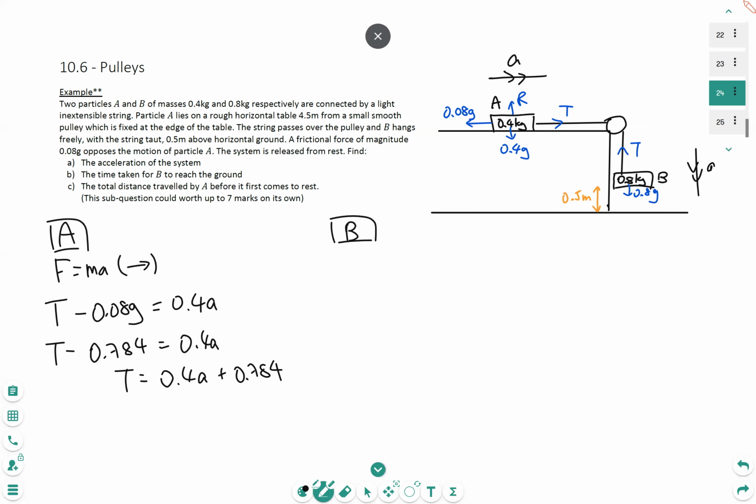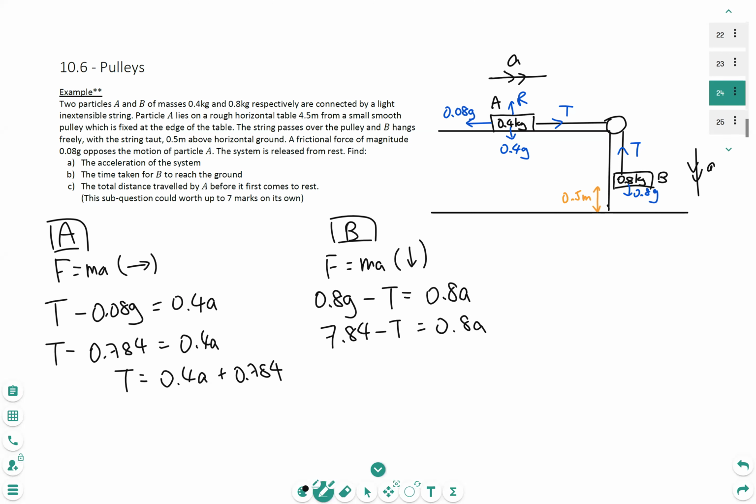So let's carry on. So for B, F equals ma, but you can see the particle is going down. So the force going down will be 0.8g. The resulting force will be the downward force take away the upward force equals 0.8a. So 0.8 times 9.8 is 7.84. So 7.84 minus T equals 0.8a. Make T the subject again. So T equals 7.84 minus 0.8a.